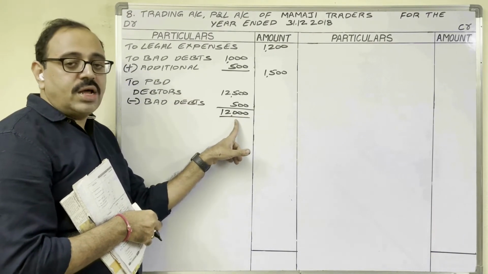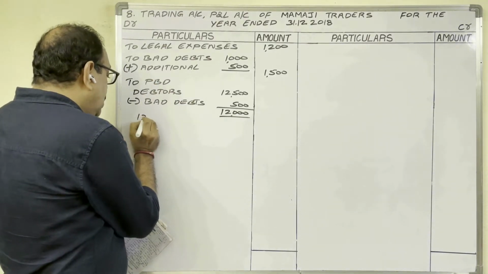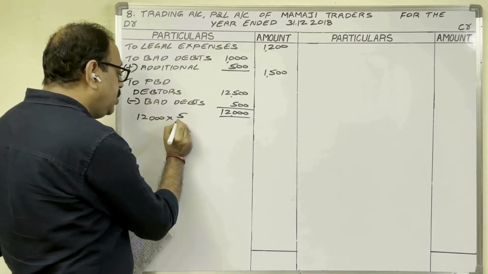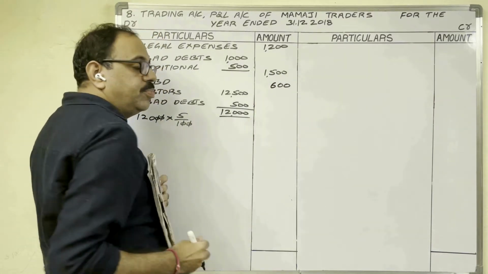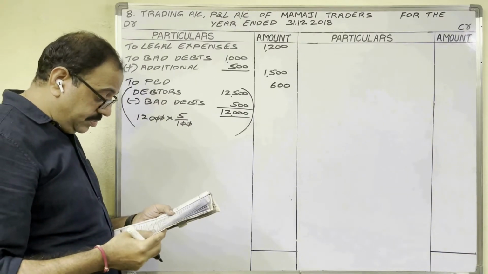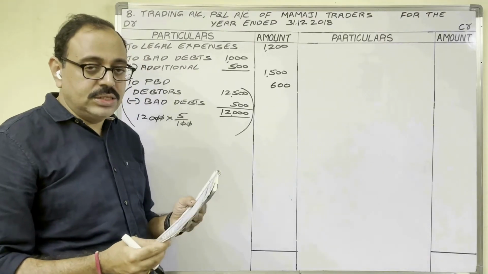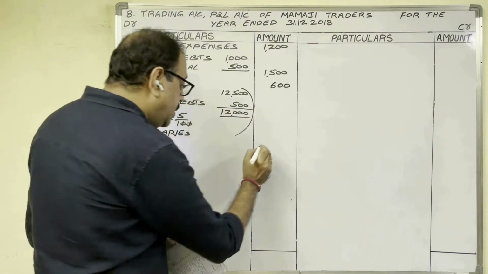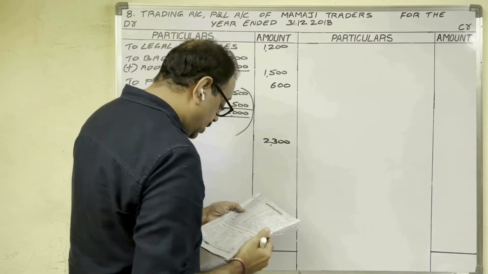On this final debtors amount only we should calculate provision for bad debt. 12,000 rupees into provision for bad debt 5%, no? 5 by 100. 600 rupees. This calculation you have to put in brackets. Next, come to trial balance debit column. Bad debts completed. Next, salaries. Indirect expenditure. Profit and loss account debit side. No adjustment. Therefore, amount in outer column 2,300 rupees.